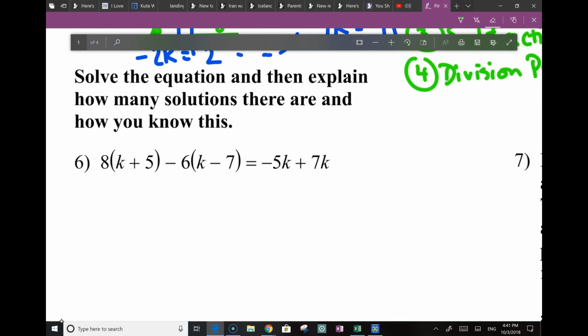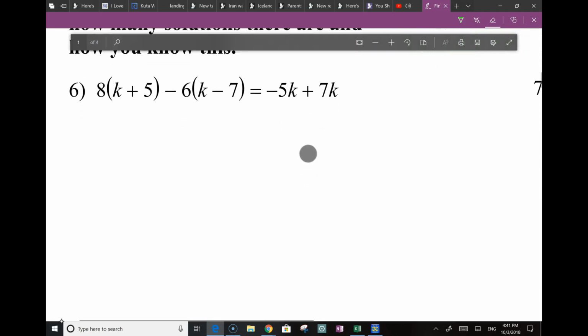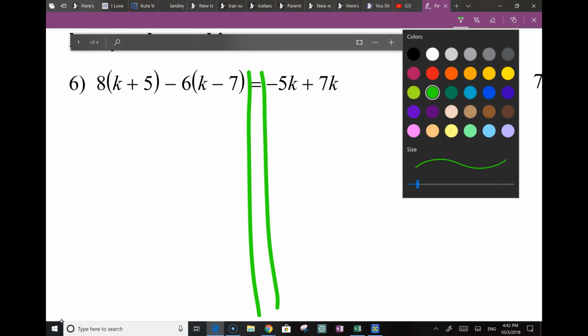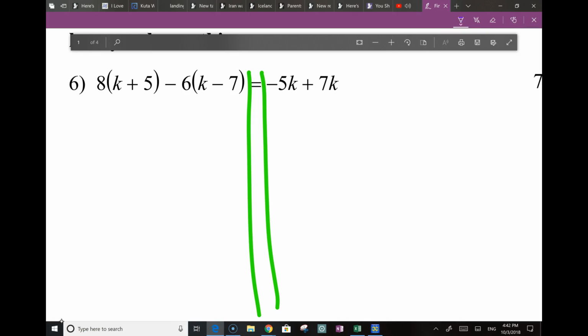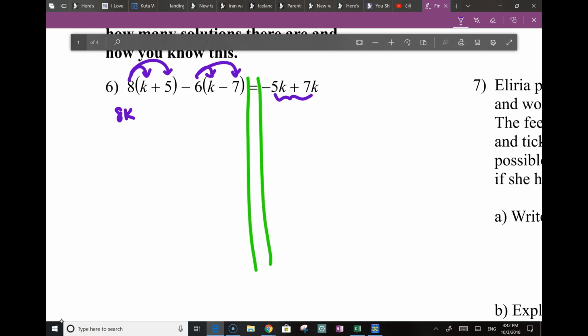Number 6, solve the equation and then explain how many solutions there are and how you know this. Well, there's nothing magical about this. The first thing you have to do is solve it. So let's go ahead and jump right into that first. So from the last example, hopefully you already have a heads up on what I'm supposed to do here. You're supposed to distribute everywhere you can, and also combine like terms anywhere you can. And so what you get by doing this would be 8k plus 40 minus 6k plus 42.